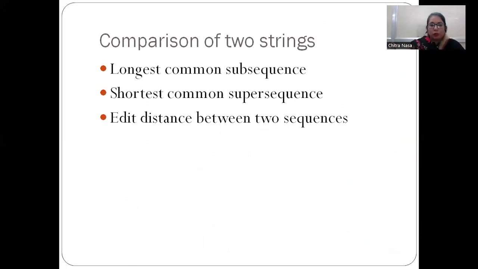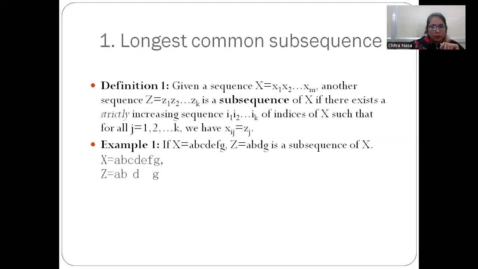That is a comparison of two strings. We will find the longest common subsequence. The name of the problem is LCS, it comes by this name. Now, what does LCS say?